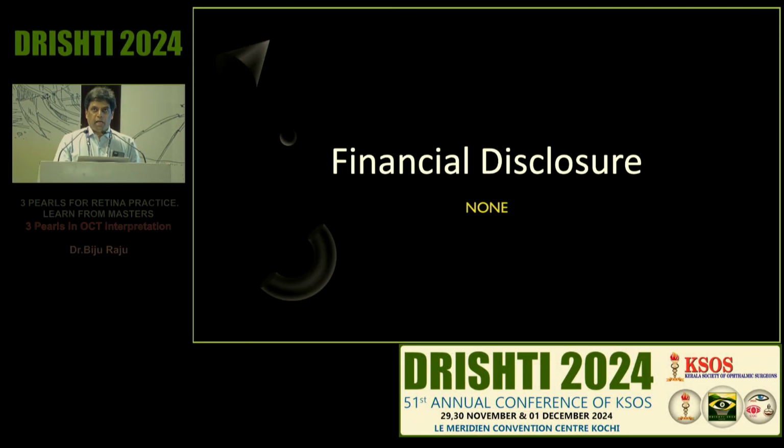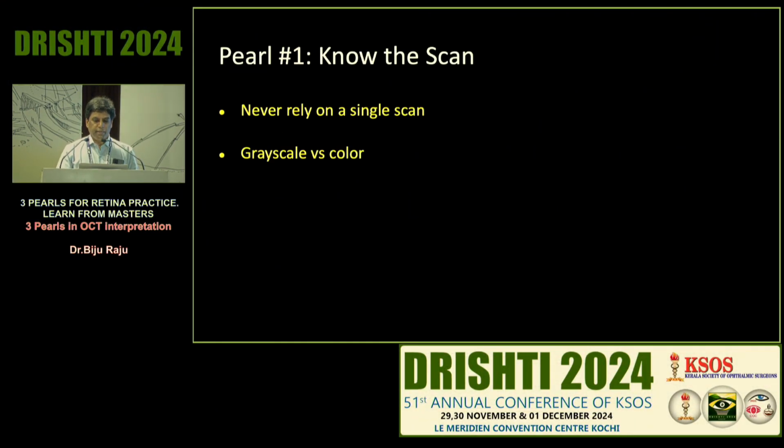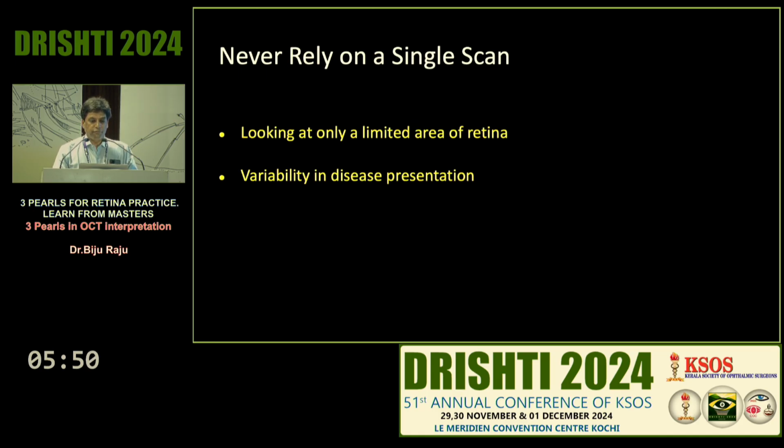I have no financial disclosure to be made. My first pearl on OCT would be to know your scan and never to rely on a single scan, and also to rely more on the grayscale than the false color code of the image. And if you are going to rely on a single printout or a single scan of the OCT, then you are missing out a whole lot of things on the retina.